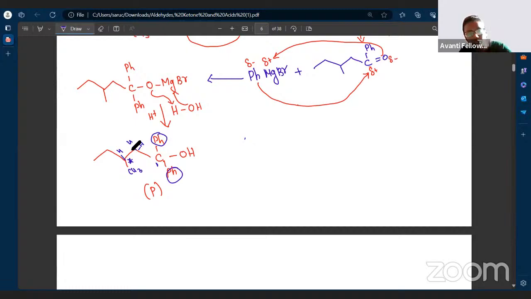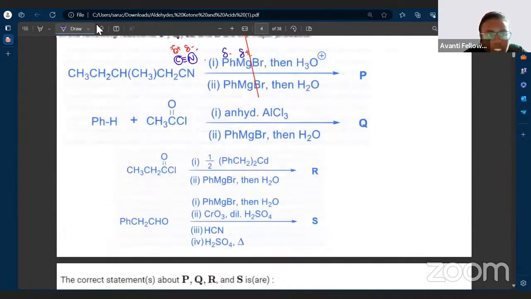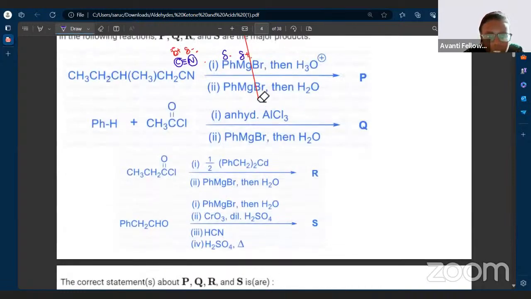In the same way, you have to sit and solve all the equations and find out whether each has an asymmetric center. Okay, fine. Now moving to the second equation. It has benzene, PhH, which is nothing but a phenyl ring attached to hydrogen, benzene. You are treating it with CH3COCl in the presence of anhydrous aluminum chloride. What reaction is this? It is a named reaction.